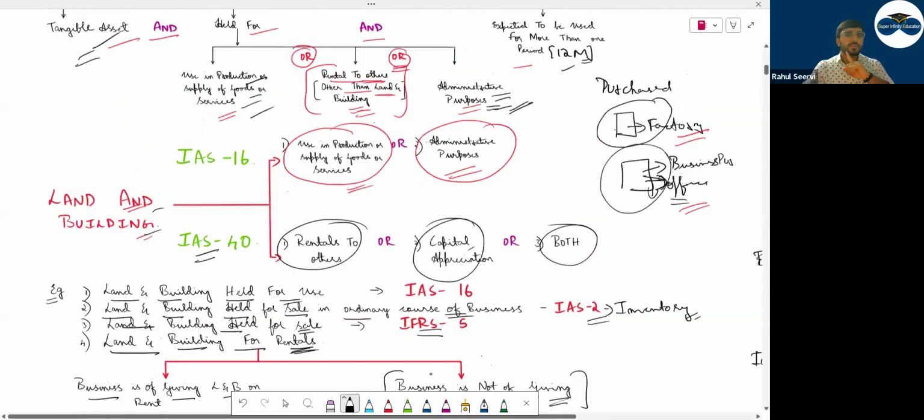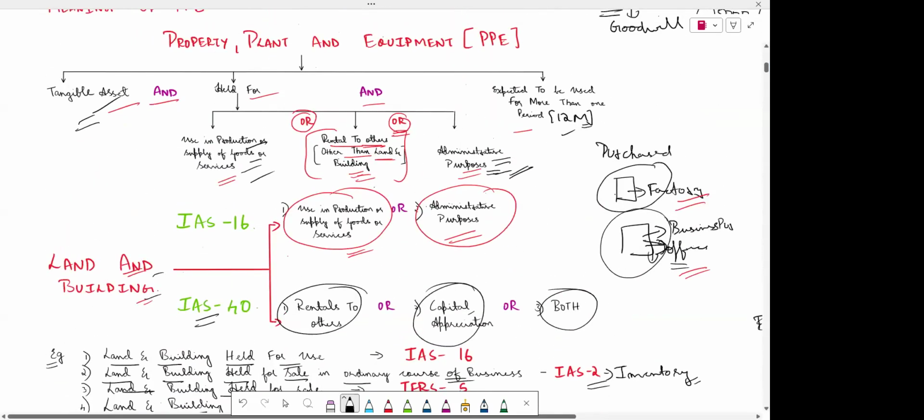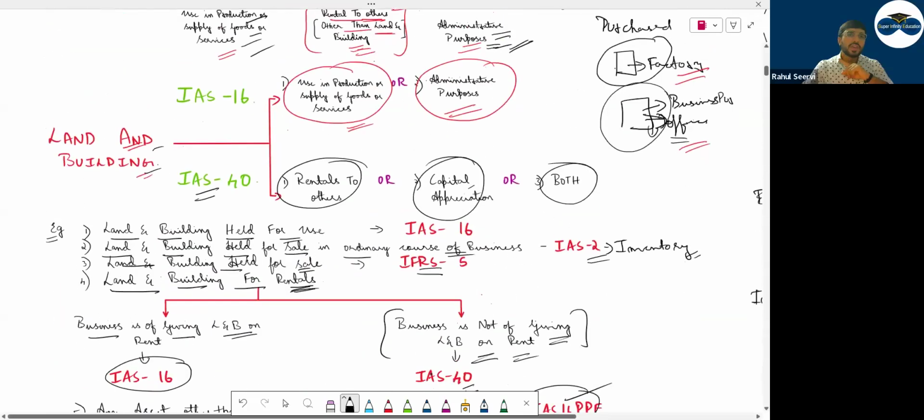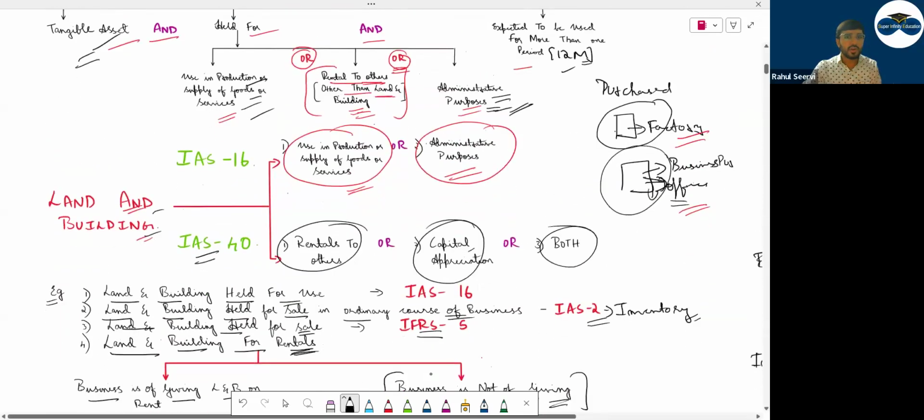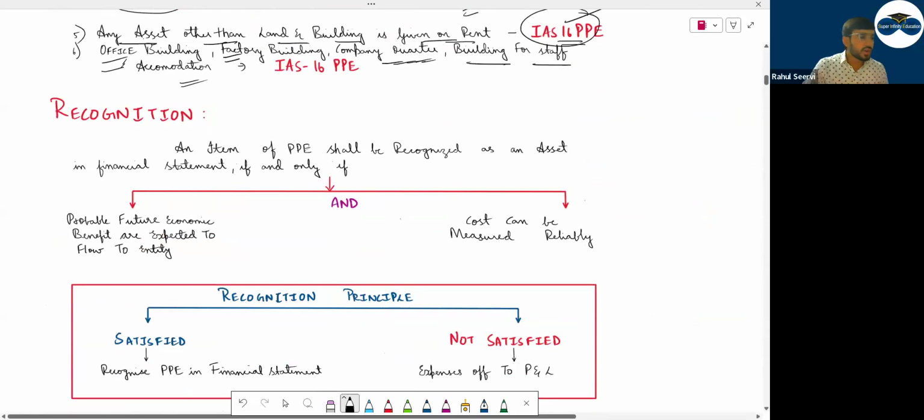Is this clear? The definition, is it clear to everyone? Yes, sir. Why did I spend good time on definition? You understand the logic. Now coming to recognition. First one done. Now second one, recognition.